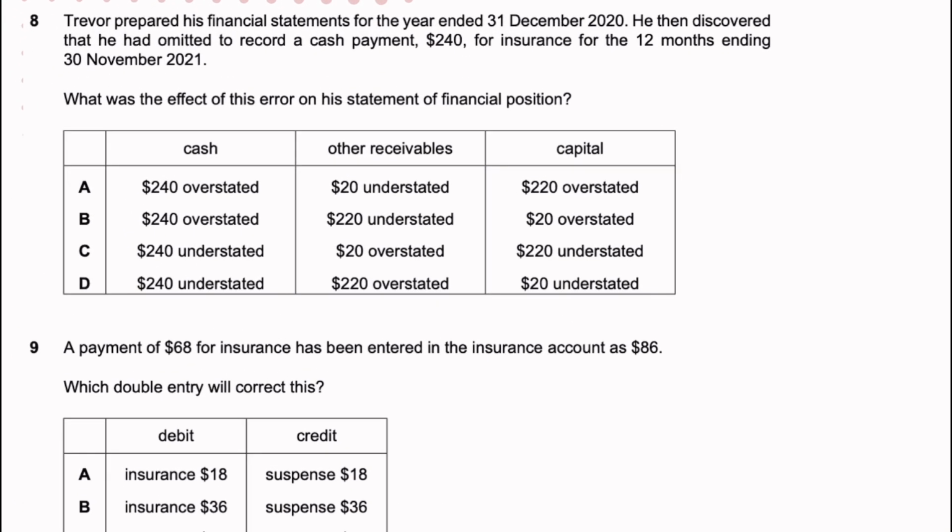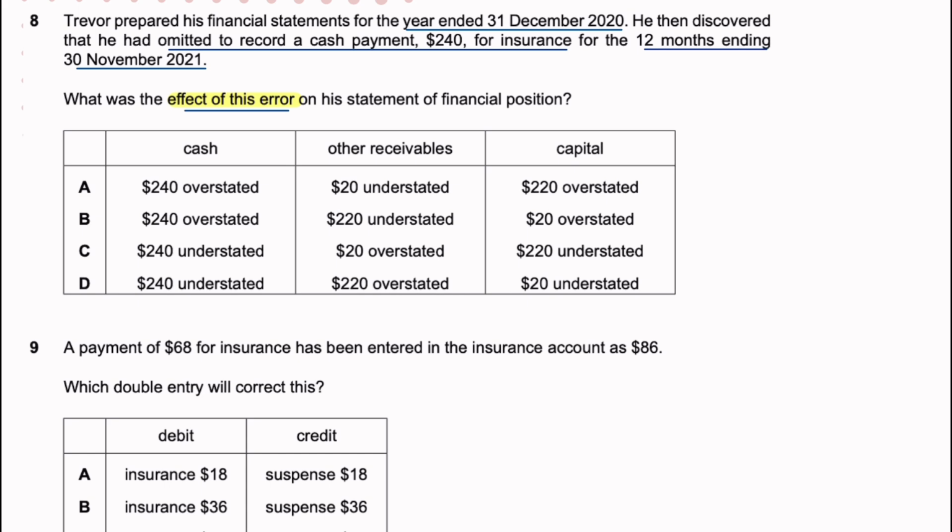Moving on to question 8. Trevor prepared his financial statements for the year ended 31st December 2020. He then discovered that he had omitted to record a cash payment of $240 for insurance for the 12 months ending 30th November 2021. What was the effect of this error on his statement of financial position? Take note it is the effect of the error. Okay.